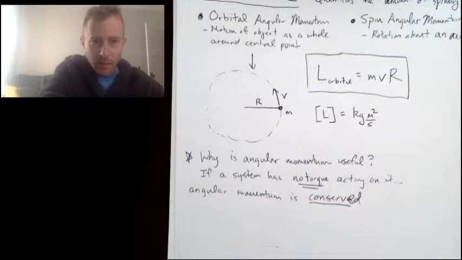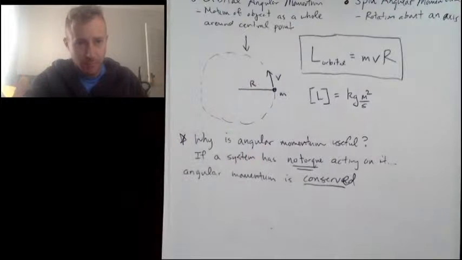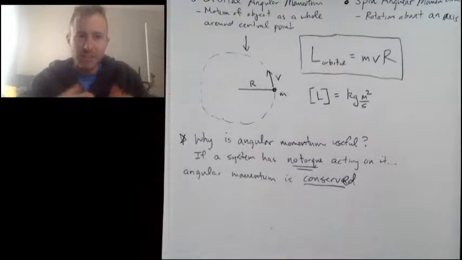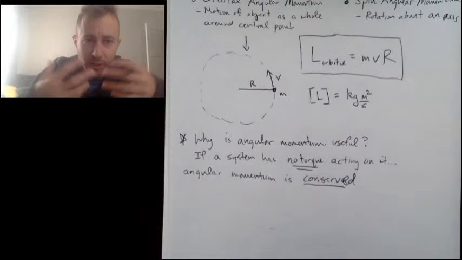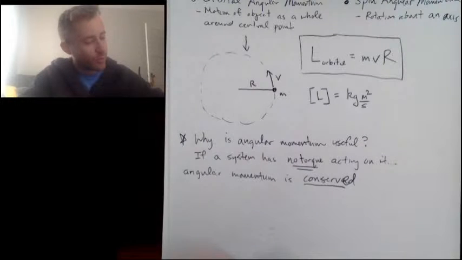Okay? So it's a conserved quantity, just like energy. Energy is conserved. Just like linear momentum. Linear momentum is conserved in collisions. And things being conserved makes it easier to solve problems, and easier to predict what's going to happen. So that is why angular momentum is useful.